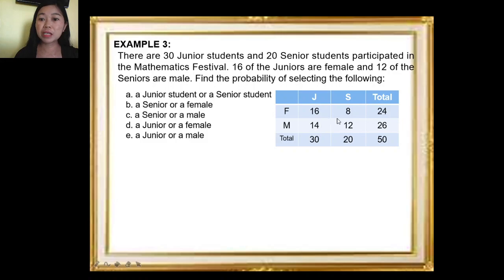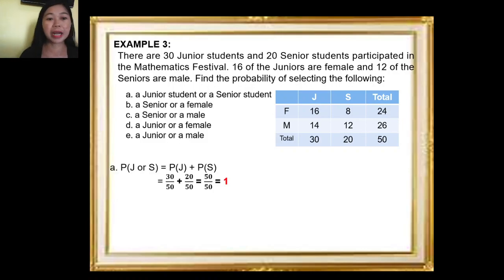And then, 12 of the seniors are male. So, ibig sabihin, kung 12 sa senior ay male, 8 naman ang female. So, kung titingnan natin ang total number of females, 24. And then, total number of males, 26. And the total number of students who participated in the mathematics festival is 50. So, using this table, mas madali nating masosolve ang probability of the union of two events as stated from letter A to letter E. So, let's have the answer for letter A.